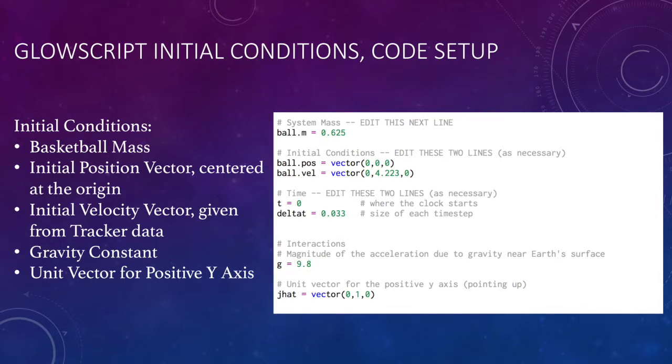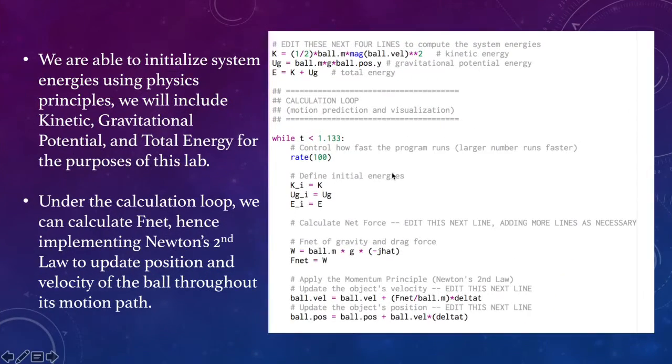As we set up our code, we input the ball's mass, its initial position vector, which is centered at the origin, the velocity that we calculated, gravity, and j hat, the vector 0, 1, 0. Continuing on with our code, we are able to initialize system energies using physics principles. In this lab, we're including kinetic energy, gravitational potential, and total energy for the purposes. Under the calculation loop, we can also calculate Fnet, hence implementing Newton's second law to update the position and the velocity of the ball throughout its motion path.